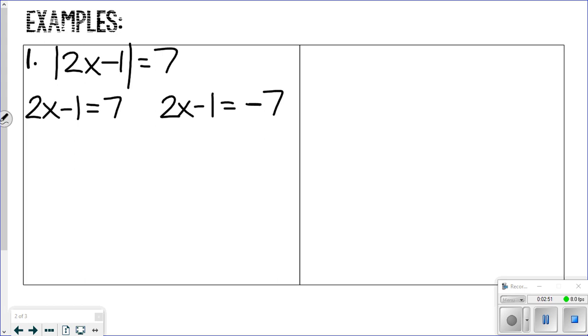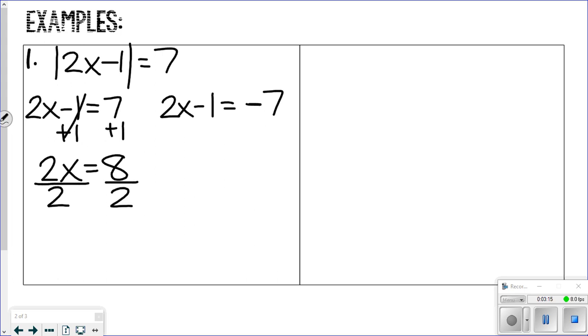Now we're going to solve these two equations like we've been doing since the beginning of the trimester. So we want this 2x alone, so we're going to add 1. And if you're a student that likes to draw the line down on your equal sign to keep your two sides separate, you can still do that. Divide by 2, because that's the opposite of multiplying. And x equals 4 is my first answer.